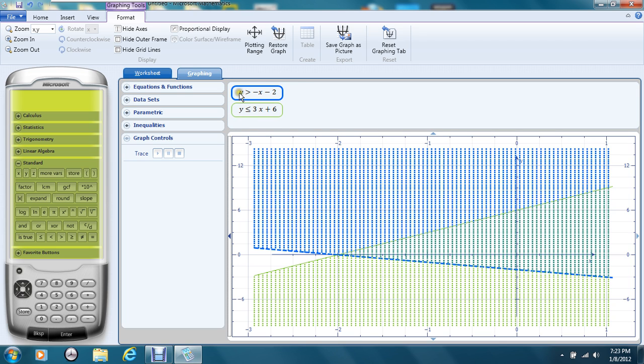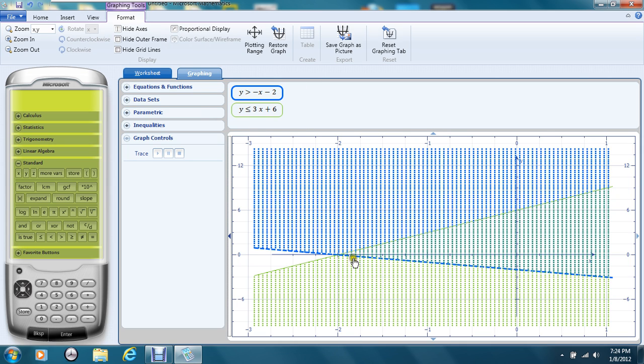But here's this equation, and they shaded everything up. So all the blue dots represent the solution to the inequality y is greater than the opposite of x minus 2. Now, the green line and everything shaded below it, all the green little dots, represents the inequality y is less than or equal to 3x plus 6. You can see that the y-intercept is 6. They gave it a slope of 3.